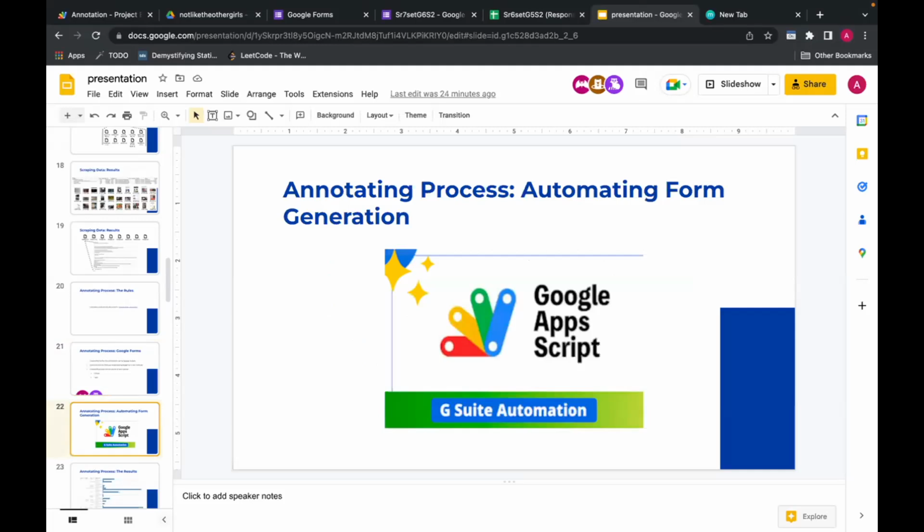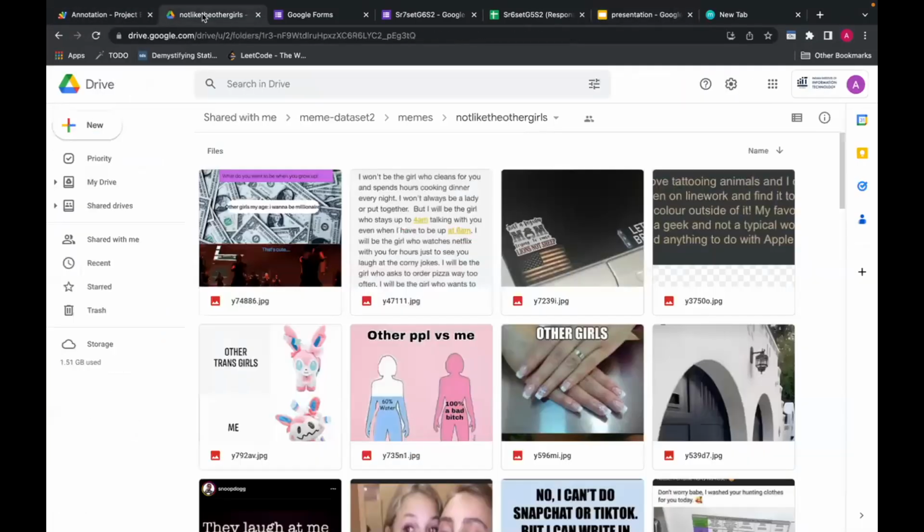It's not easy to manually create Google Forms with such a huge amount of data. So we took the help of this service, Google Apps Script. Here we can automate the process of Google Form generation. Let us now see how we did this part. Here is the Google Drive folder containing the memes. From here we can get the ID of a particular folder in Google Drive.